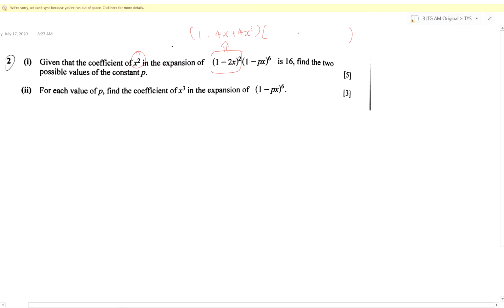As we continue expanding, the next term from the expansion of (1 minus px) power 6 will be an x squared term. The x squared term, when multiplied to the 1 in the first expansion, will also give us an x squared term. Then there is no reason for us to continue evaluating the subsequent terms anymore, because we are only interested in the first 3 terms where we have x power 0, x power 1, and x power 2. Okay, so that is the plan, and we're going to carry it out now.